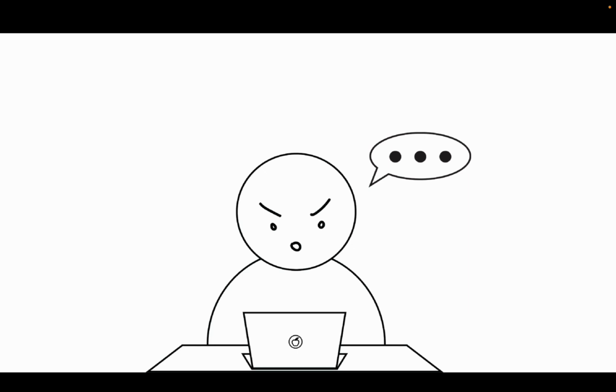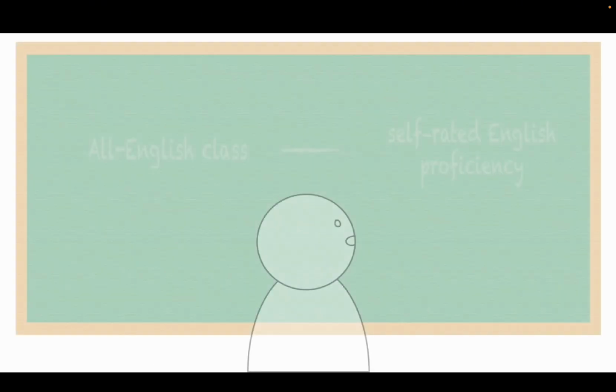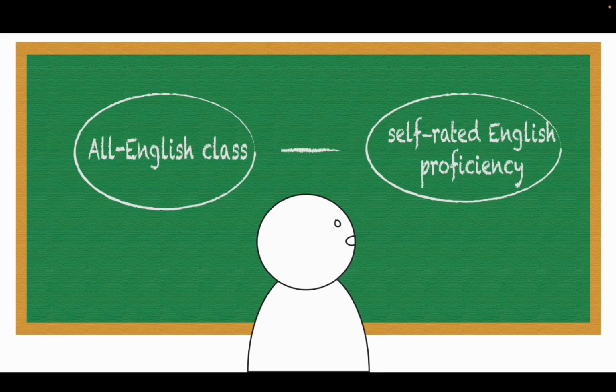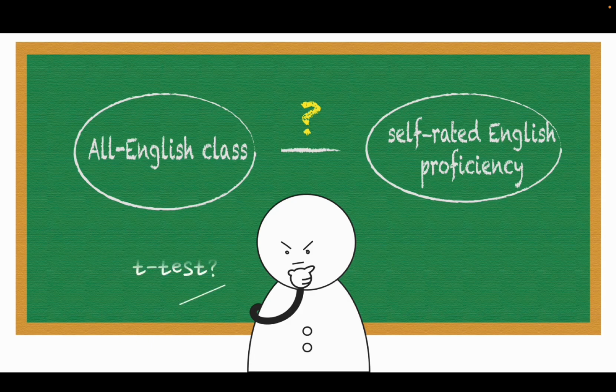But I got confused over a recent survey that I conducted. I wanted to find out if listening to an all English lecture has a relationship with self-rated English proficiency. I got the data, but if I were to turn this into statistics, can I use the t-test or ANOVA? Well, let's figure out the data structure.